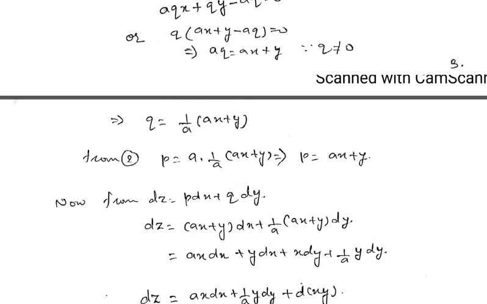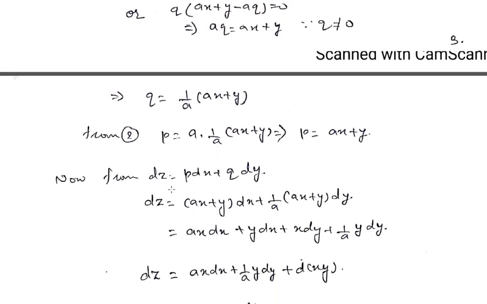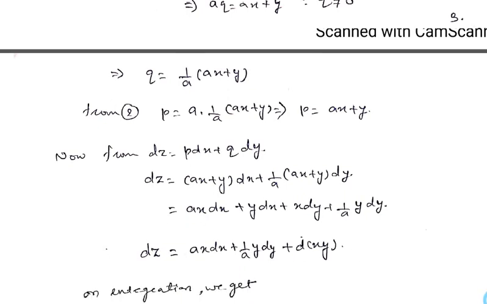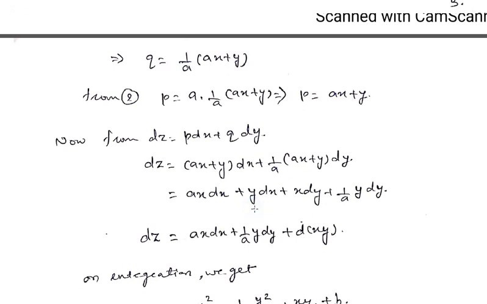Now put the value of p and q in dz equals p dx plus q dy. So dz equals (ax plus y) dx plus 1 upon (ax plus y) dy. We will simplify this. We get dz equals ax dx plus 1 upon a y dy plus d of xy. These two terms can be written as d of xy.